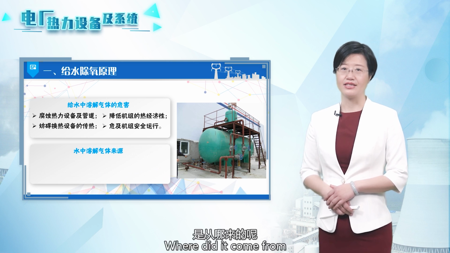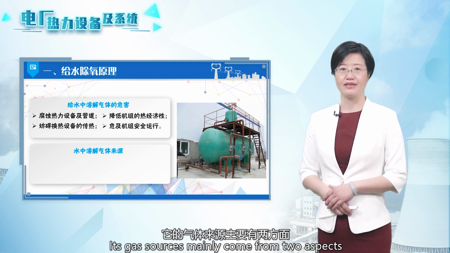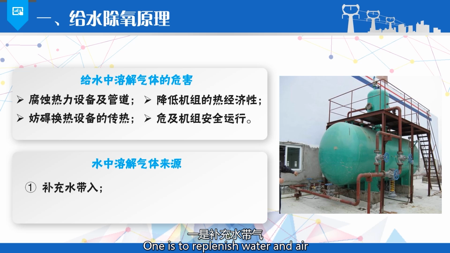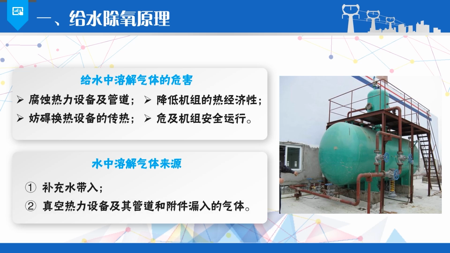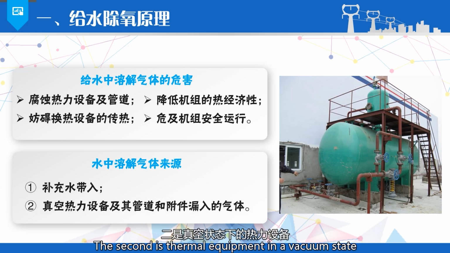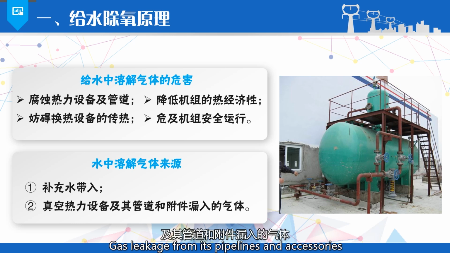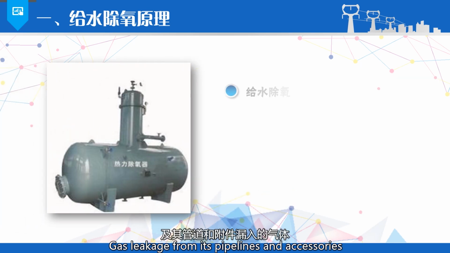Where do they come from? The gas sources mainly come from two aspects. One is make-up water and air. The second is thermal equipment in a vacuum state, with gas leakage from its pipelines and accessories.